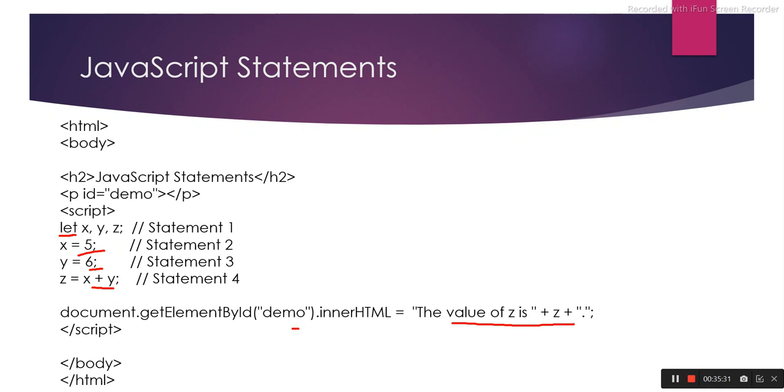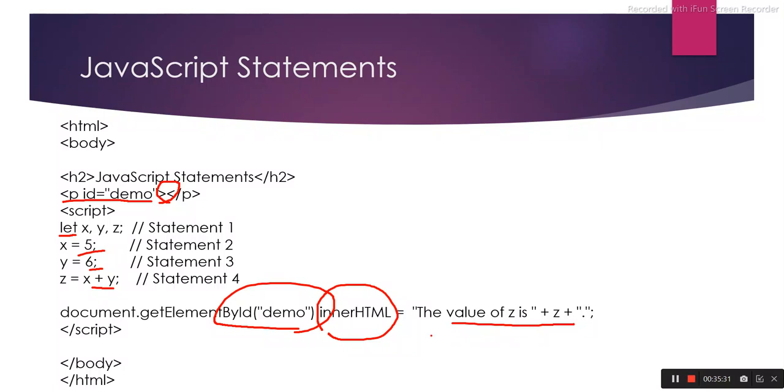Where am I printing? I am printing in demo. Demo is nothing but this paragraph. Demo is the ID, the name of the paragraph P. So I am changing that. Initially this is empty, nothing is there. I am changing the paragraph with the help of this innerHTML.